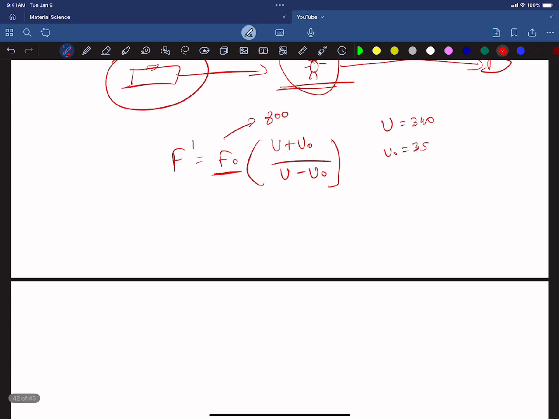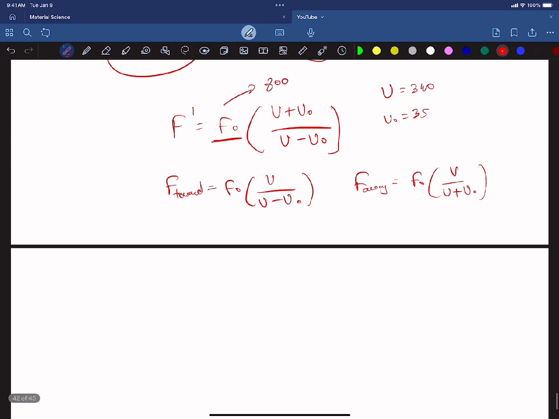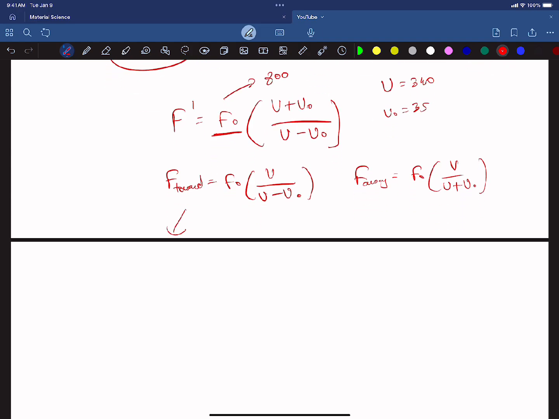But when the car is approaching towards the observer, our equation will become f0 times v upon (v minus v0), and when it's moving away, f0 times v upon (v plus v0). So we'll use these equations and substitute our values. Let's find this.